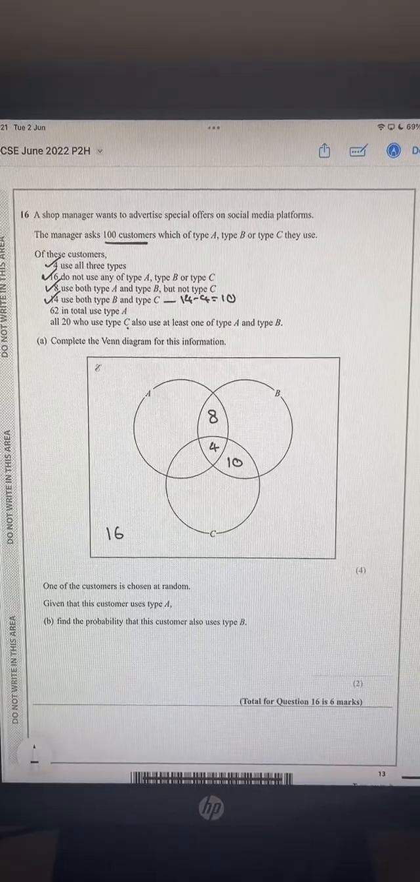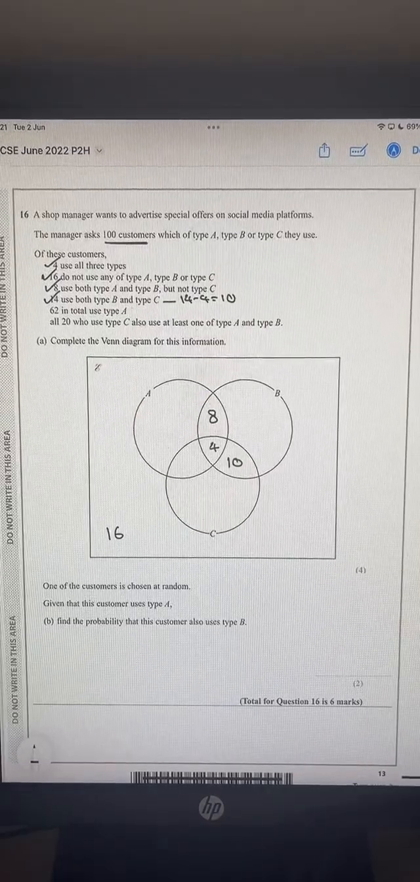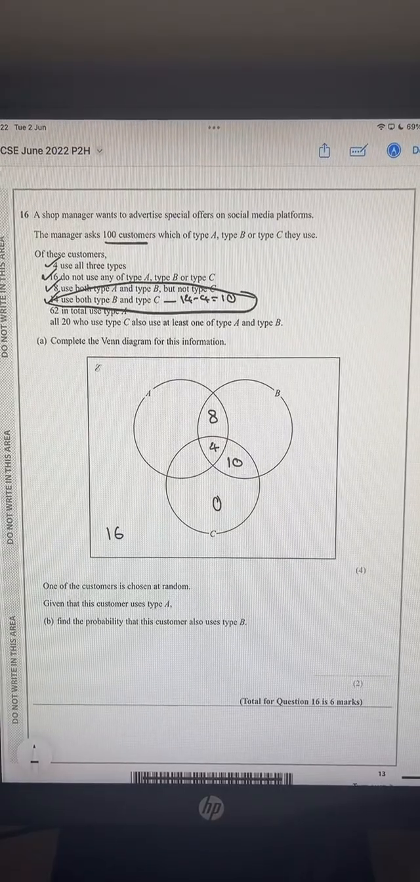All 20 who use type C, so I know that in my C circle, that's going to be 20, also use at least one of type A and type B. So we know that no one uses just C. And then we know that in this whole circle, they need to add up to 20, exactly following the same logic as we did for this one over here.